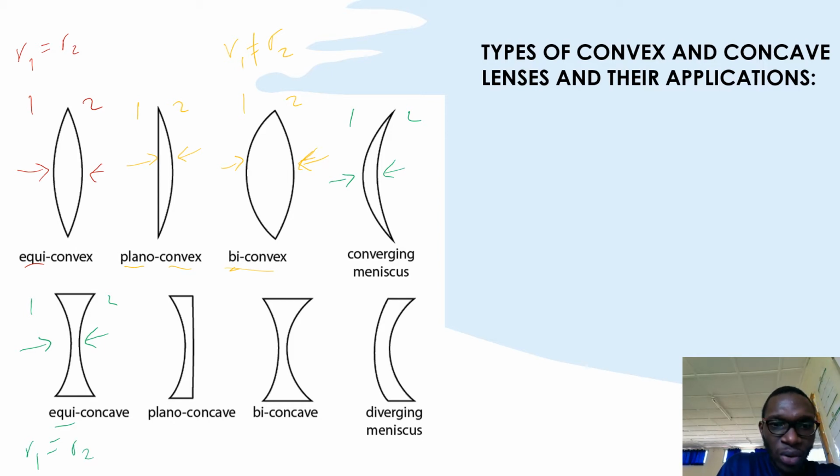We go to plano-concave, just as plano-convex was. It has two ends, 1 and 2. Observe it from this side, it appears to be concave in nature. Observe it from this side, it is flat.